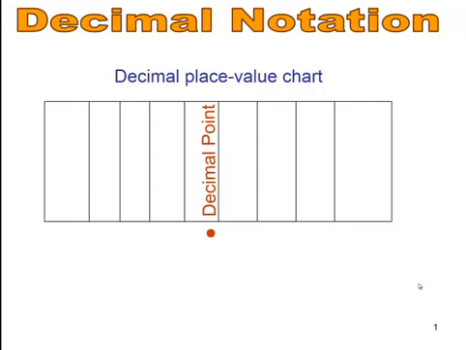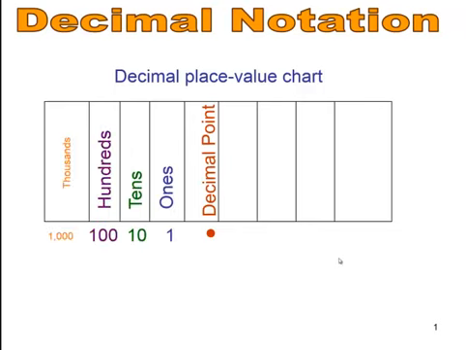Decimal notation. Decimal place values on the chart. At the decimal point, the numbers to the left are whole numbers. The first place being 1, second 10, third hundreds, fourth 1,000, and so on. At the decimal point, the numbers to the right are the decimal places.